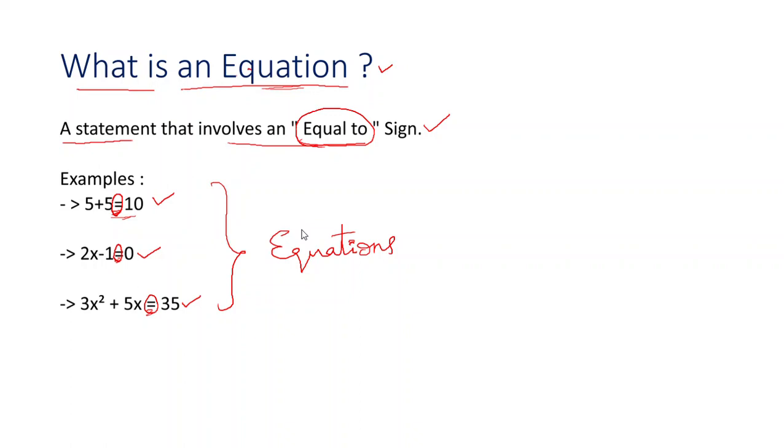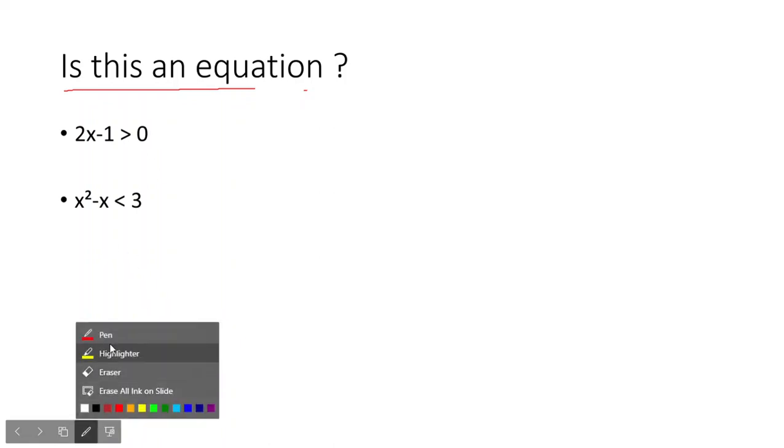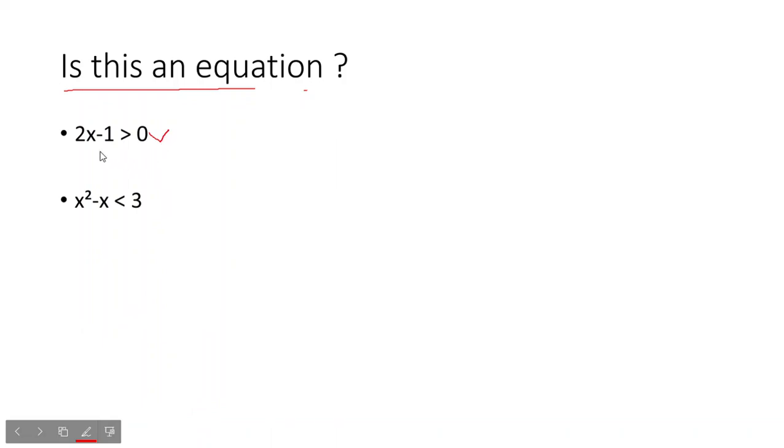So in this chapter we will be studying about these equations, different types of equations and their nature, their characteristics and their nature of roots, etc. Is 2x minus 1 greater than 0 an equation? No, because this does not involve an equal to sign. What we have is a greater than sign. So this is not an equation.